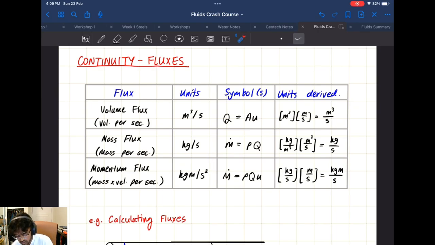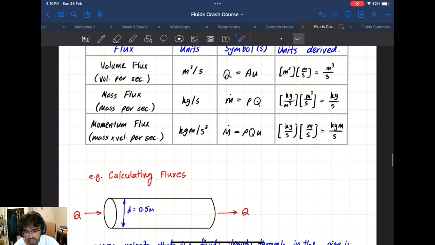But it varies to do with volume, mass, and momentum. Momentum you don't really look at too much, so I'm not going to bother going into it. We mainly look at volume flux and mass flux. You guys can take a look at the derivation of the units. I'm not going to explain that. I'm just going to show you how to use one of the formulas. I'm not going to bother showing you both, just one of them is fine.